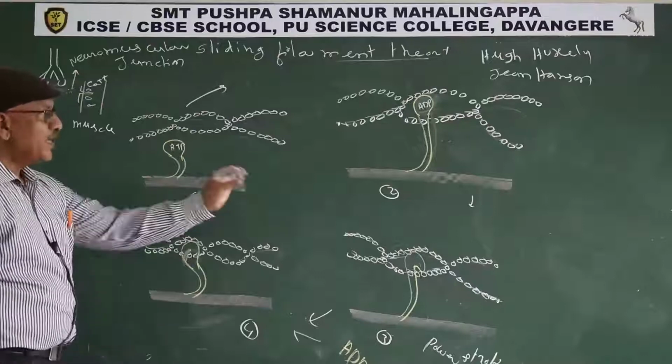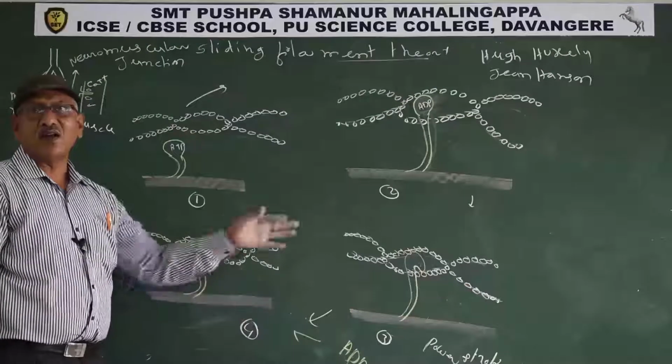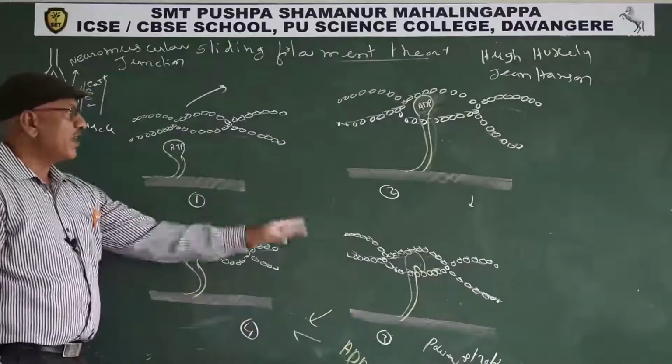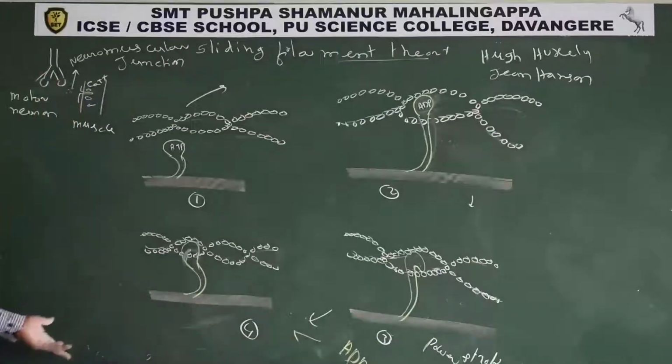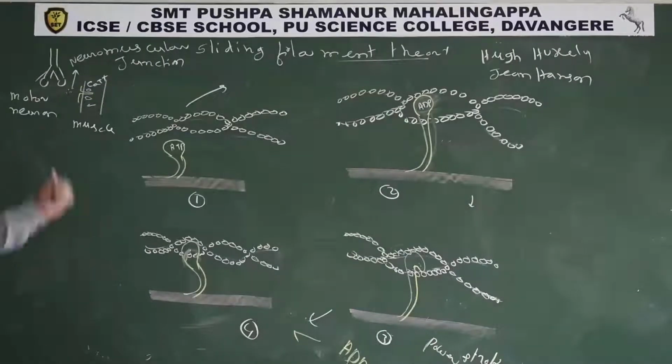As a result, the I band and H zone decrease or disappear. No change occurs in the length of the A band. It is known as muscle contraction. Once again, the sliding filament theory, with the help of a diagram. One more diagram.